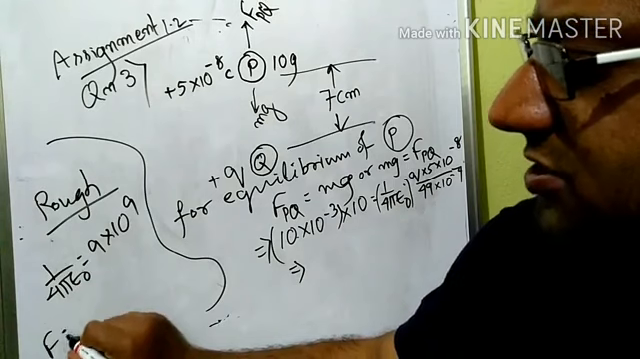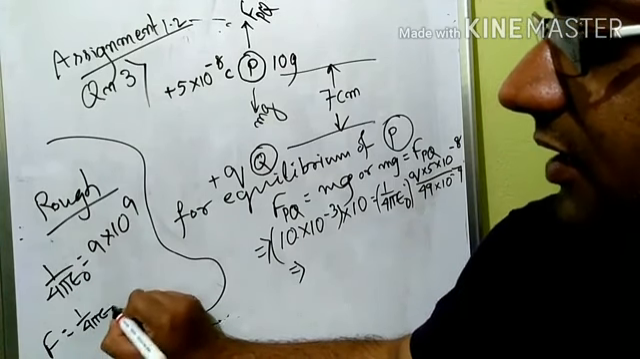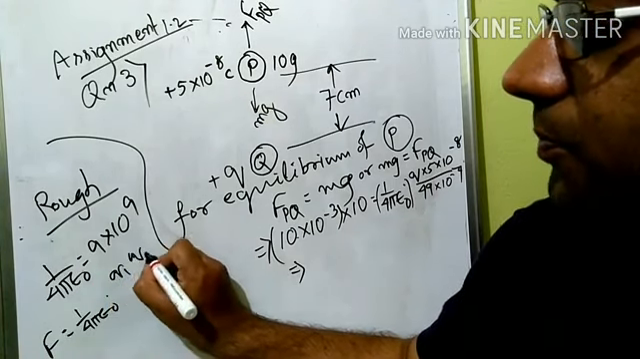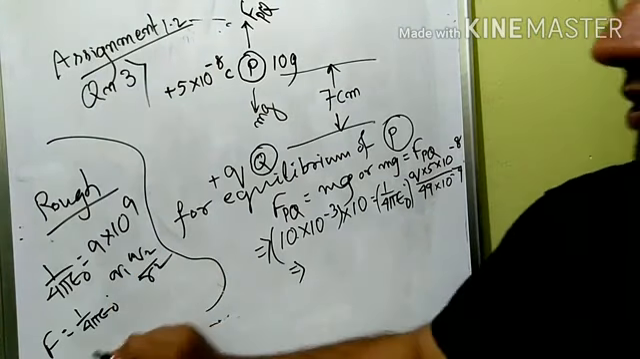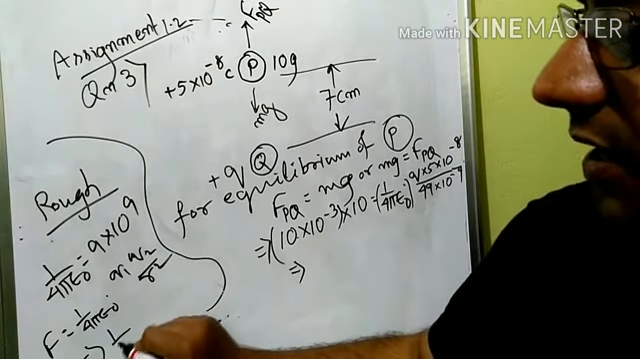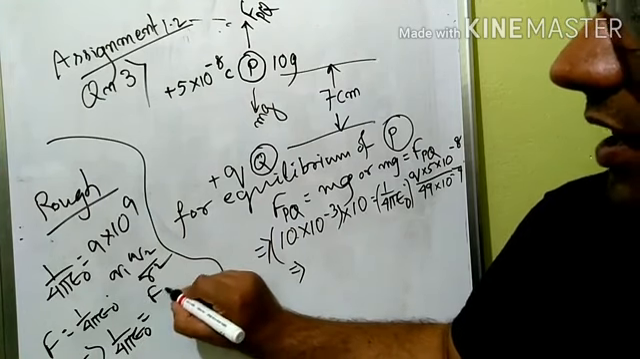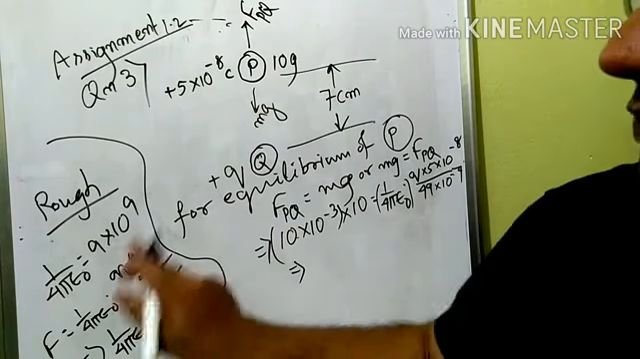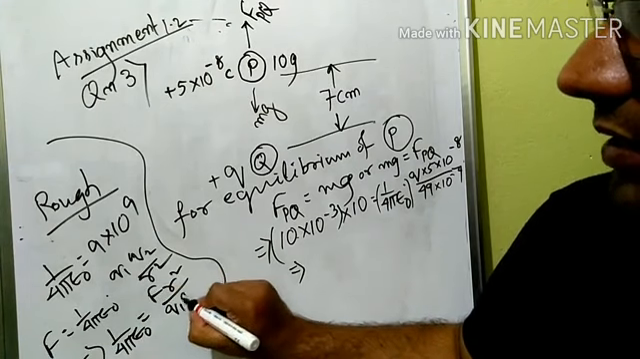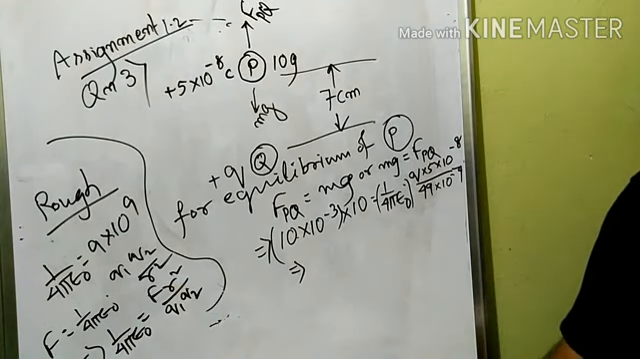So force is equal to 1 by 4 pi epsilon naught q1 q2 by r square. This is Coulomb's law. This implies that from here we can find 1 by 4 pi epsilon naught is equal to F r square divided by q1 q2. Yes or no?